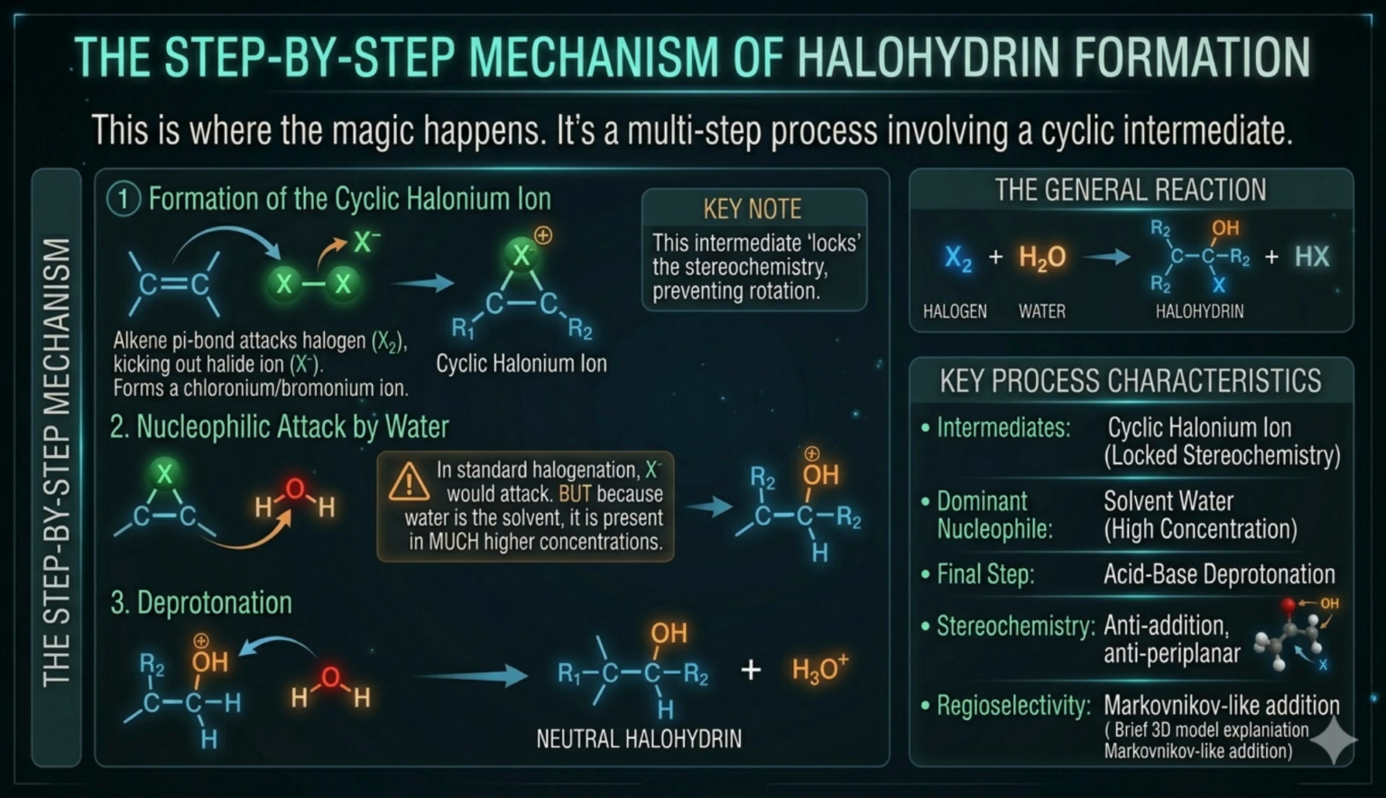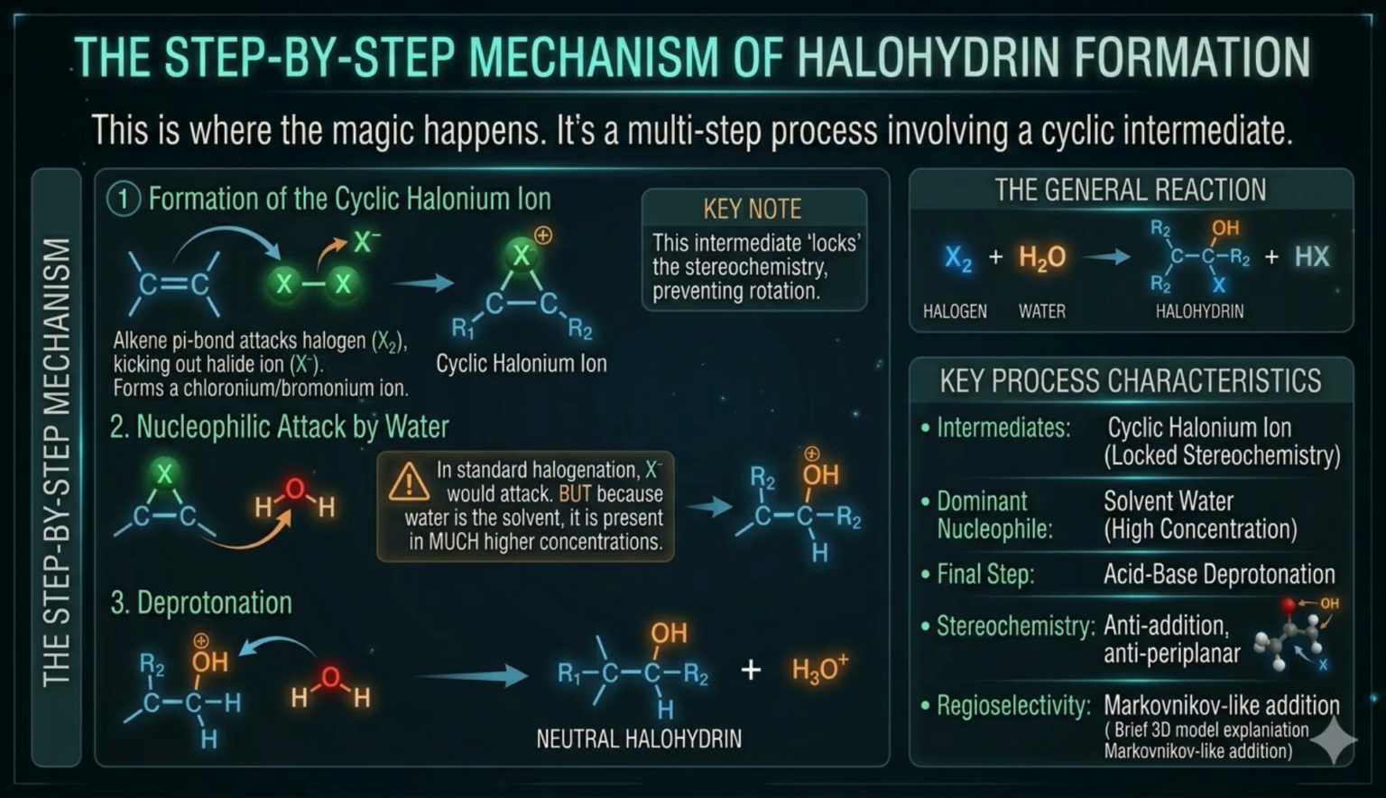Step 2. Nucleophilic attack by water. Next, we have the nucleophilic attack. While the halide ion we just created could attack the ring, water is our solvent. Because water is present in much higher concentrations, it wins the race and intercepts the reaction. It attacks one of the carbons from the backside, opposite to the halogen bridge. This leads to anti-addition.